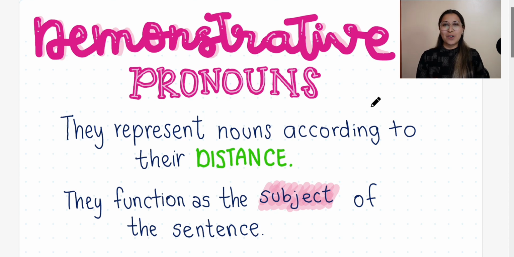This is a lesson for a level A1 or A2. Let's start. Demonstrative pronouns. What are demonstrative pronouns? Well, these pronouns represent nouns according to their distance, if they are near us or if they are far away. Now, the function of them in a sentence is as the subject. So they will be at the beginning of the sentence.